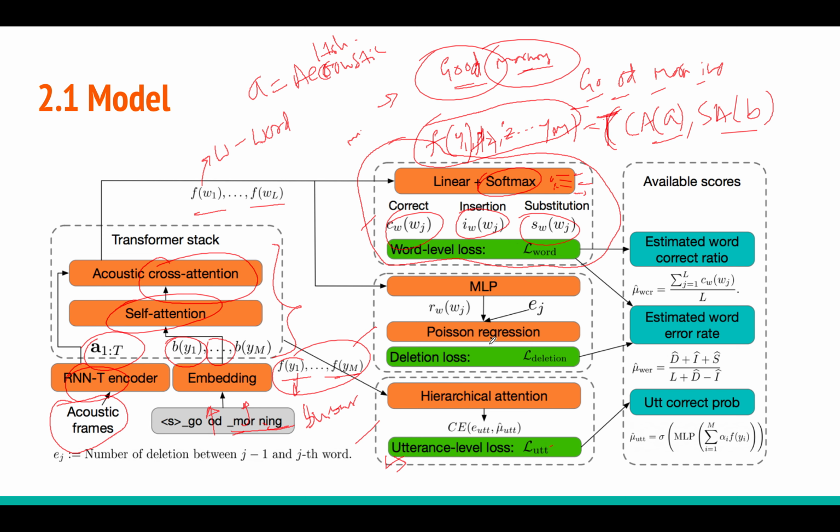Similarly, you have deletion loss. I will explain deletion loss in the coming slide. Similarly, you have utterance loss. Utterance loss is to get the utterance level confidence. We will see how that is done in detail with some mathematical equations and so on. And this is the final score.